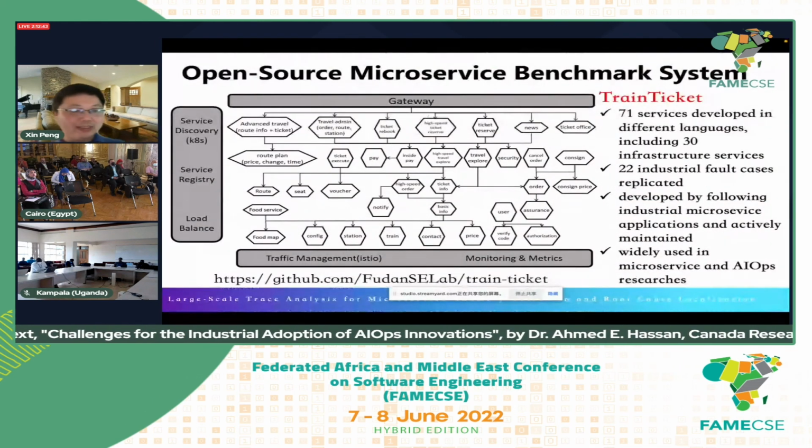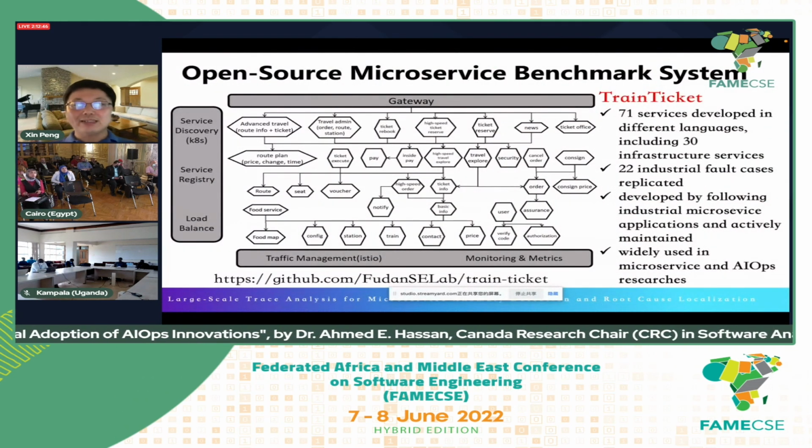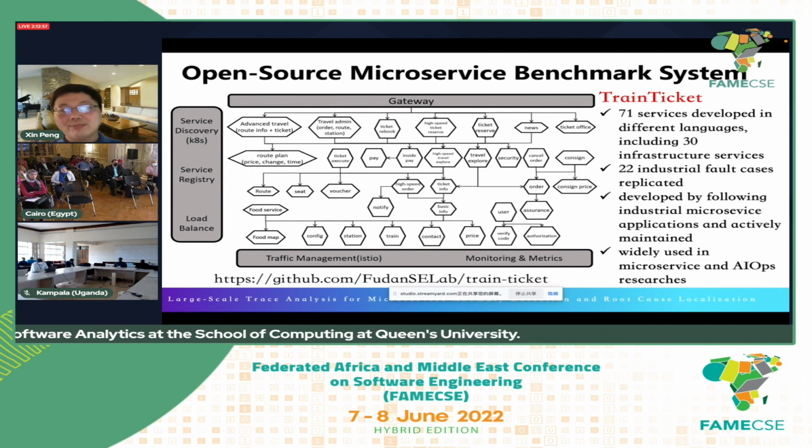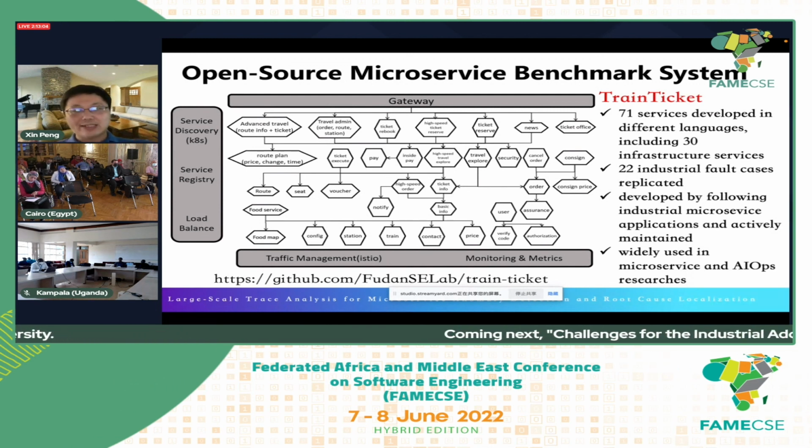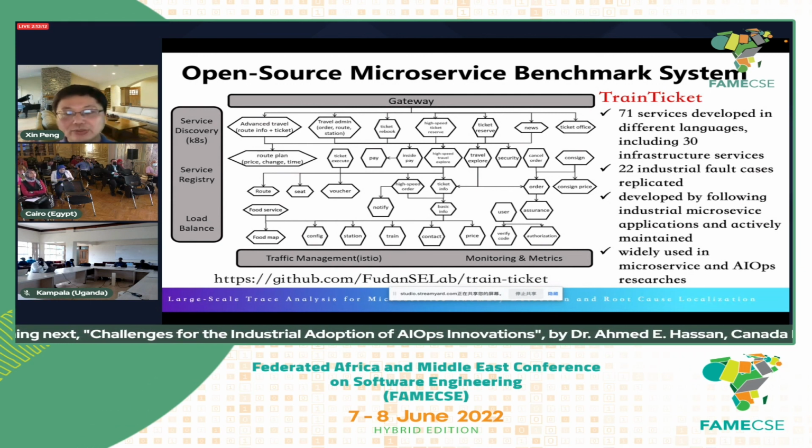And I want to mention here, we developed and shared an open source microservice benchmark called Train Ticket on GitHub. I think it's a medium-scale microservice system, including more than 70 services developed in different languages, and among them there are 30 infrastructure services, for example, service discovery and others. And we also replicate 22 industry fault cases based on our industry survey. This system is developed by following industry microservice applications and actively maintained. We will release a new version of this system in the following 1 or 2 months. And this system has been widely used in microservice and AIOps research.